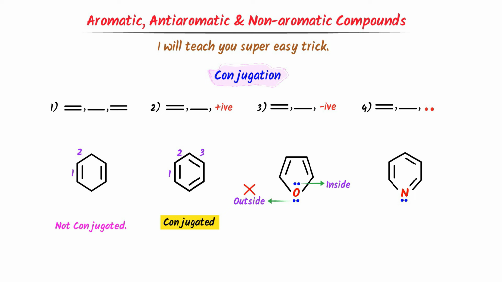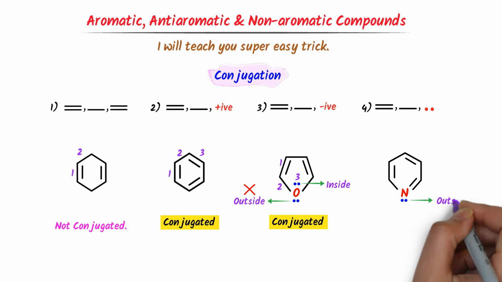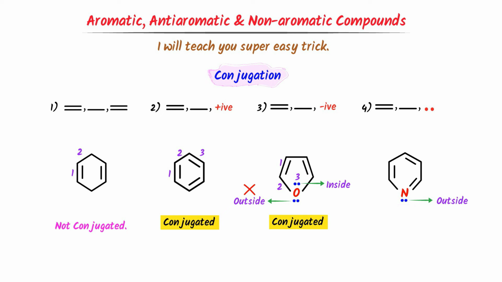So this organic compound contains double bond, single bond and a lone pair of electrons. I write 1, 2, 3. This organic compound follows the fourth rule, so it is a conjugated organic compound. Lastly, in this organic compound, this lone pair of electrons is outside. So this lone pair of electrons doesn't participate in the conjugation. So we do not consider it because it is outside the ring.